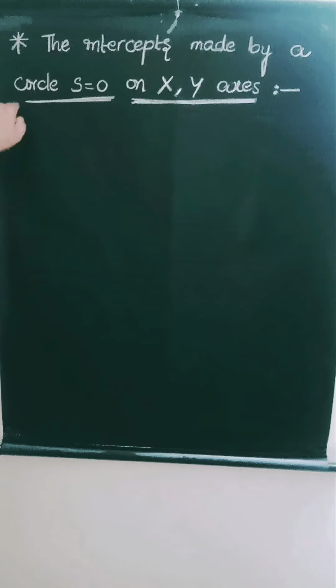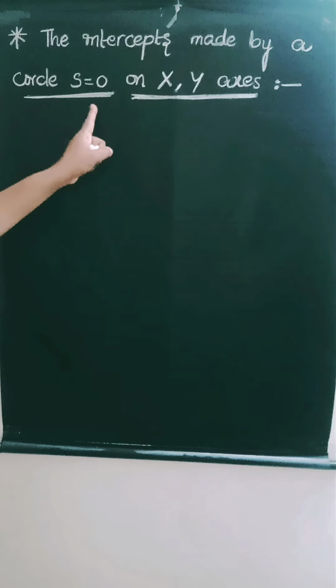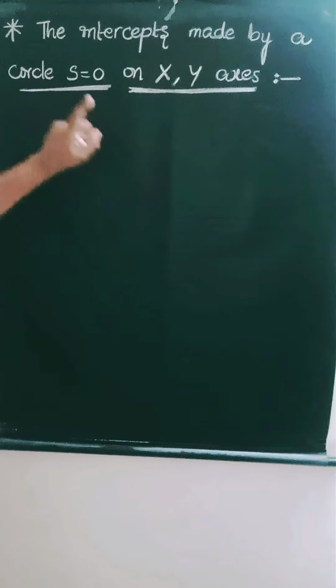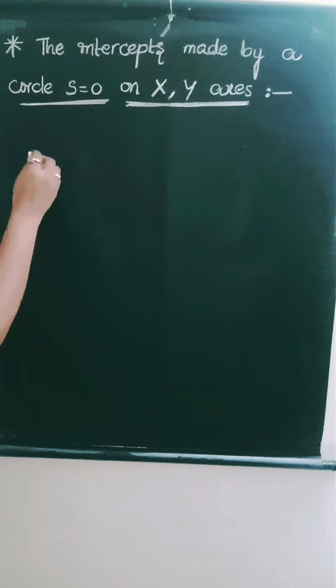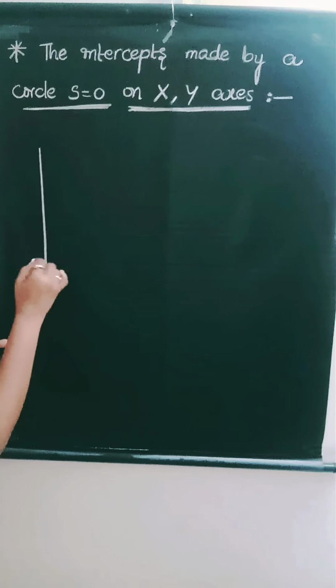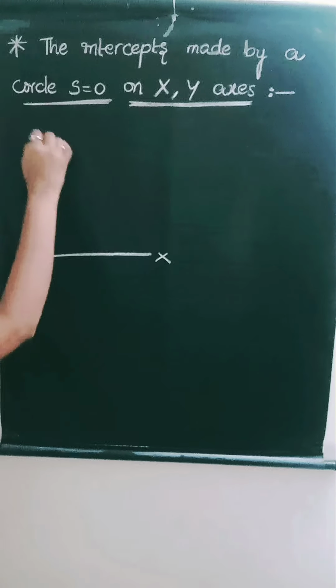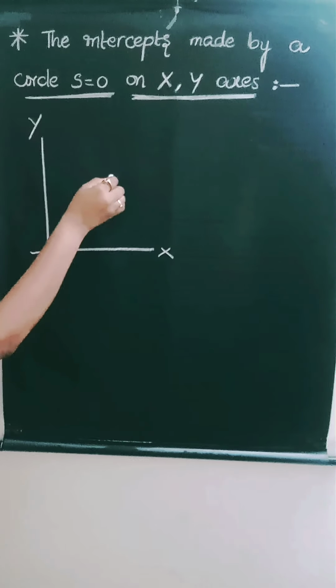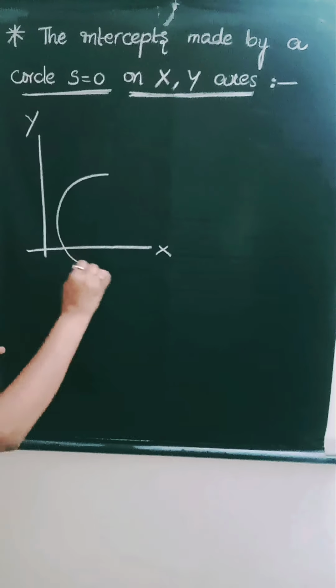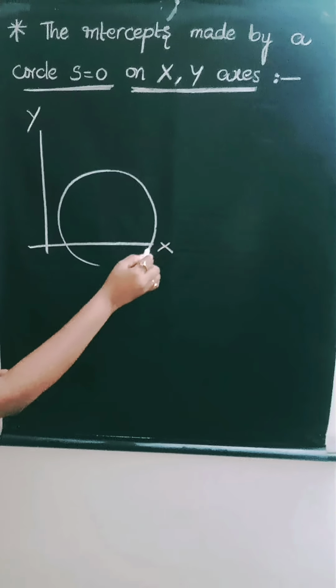The next concept is the intercepts made by a circle S = 0 on the x, y axes. So, intercepts of the circle on the x, y axes. For that, first we are taking the xy plane. This is the x-axis and this is the y-axis. Now we are drawing the circle such that the circle cuts the x-axis at 2 points.